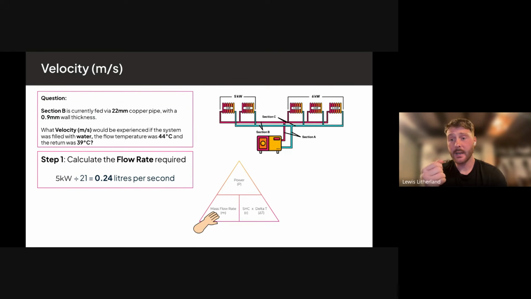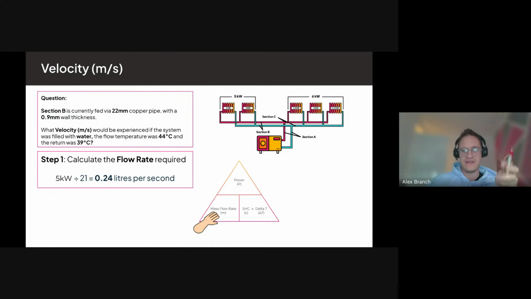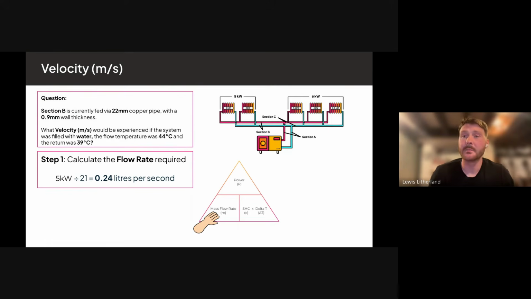Anybody else want to dive in? Because Stevie just explained it perfectly. Anyone else want to explain why I'm using 21 in this calculation? Where does that number come from in terms of this question? Oh, no worries. So, Alex? So specific heat capacity of water and delta T of 5. Nice. Awesome. So again, for the people that weren't on last week, thanks a lot for that, Alex. Your specific heat capacity of water, we're going to use 4.2 for this.